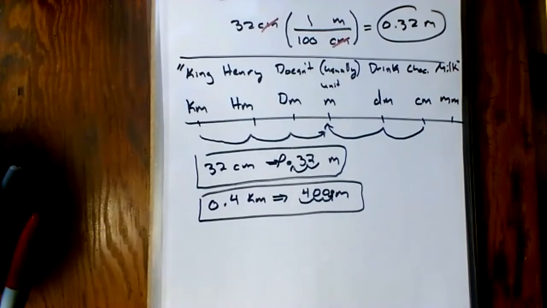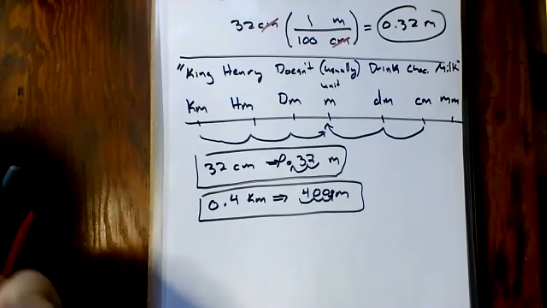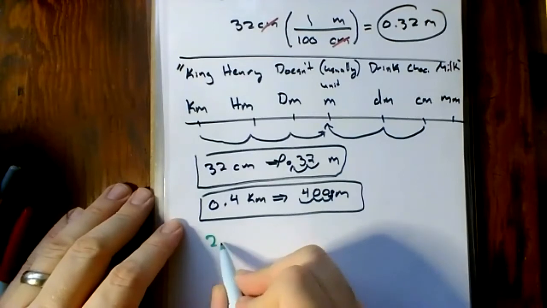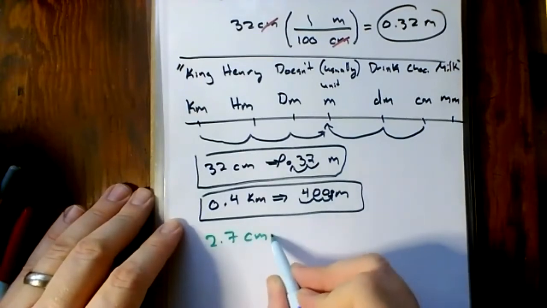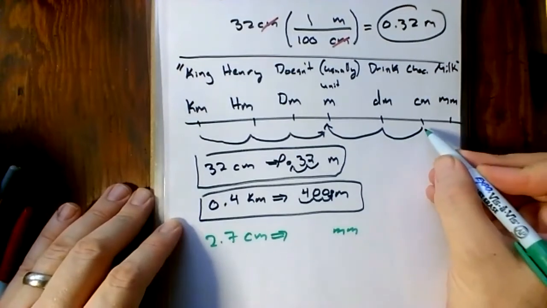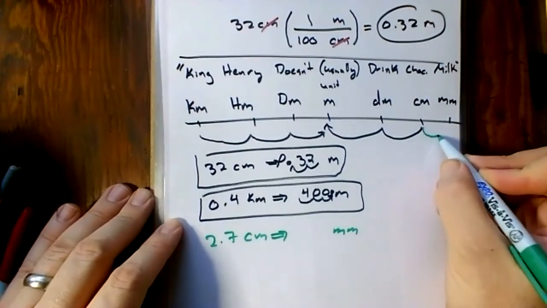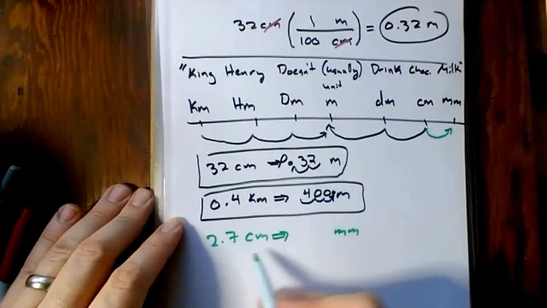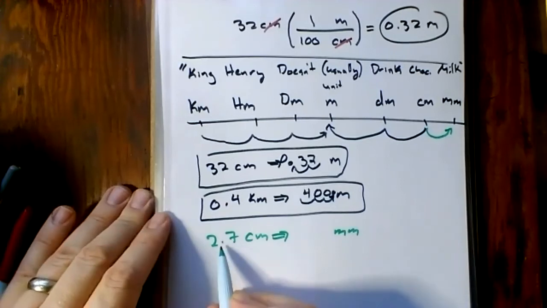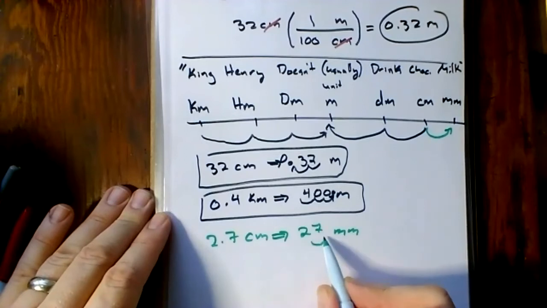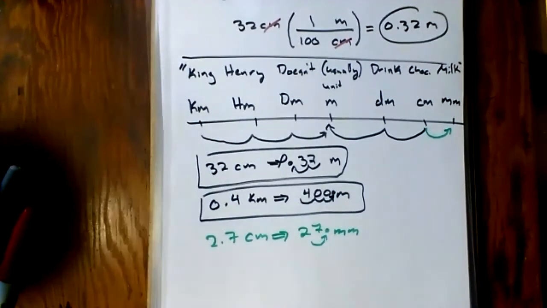Cool. Say I've got something like 2.7 centimeters, and I want to convert that to millimeters. Okay, centimeter, that's where I'm starting, to millimeter, that's moving 1 space to the right. So that moves 1 space. That 2.7 is going to turn into 27. It moved 1 space to the right.